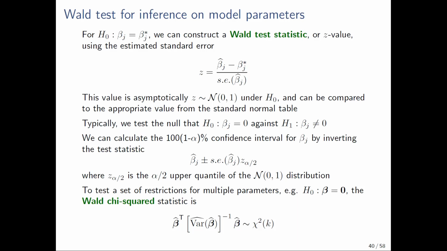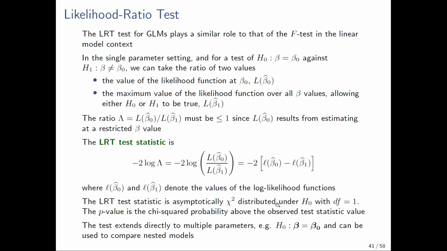We can calculate the 100 times 1 minus alpha % confidence interval as usual by inverting this test statistic, the estimate plus or minus the standard error times z alpha over 2. And the Wald approach extends to testing a set of restrictions on multiple parameters, for example that all betas are 0, using the Wald chi-squared statistic shown at the bottom, which is chi-squared distributed with k degrees of freedom. So that's the Wald test.